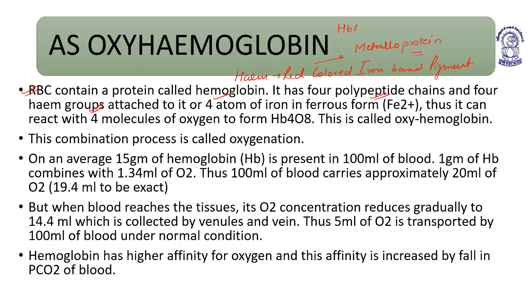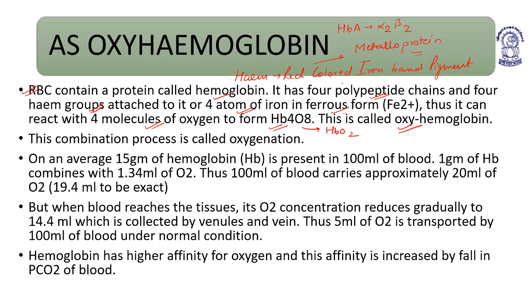When we talk about adult hemoglobin, it has 2 alpha chains and 2 beta chains, and it has 4 heme groups attached to it, or 4 atoms of iron in ferrous form, Fe2+. Thus, it can react with 4 molecules of oxygen to form Hb4O8. So 4 molecules of oxygen can combine with one hemoglobin, because in one hemoglobin molecule there are 4 heme groups having 4 atoms of iron. In simplified form, you can also write HbO2.